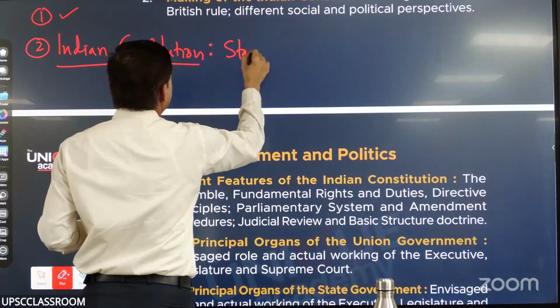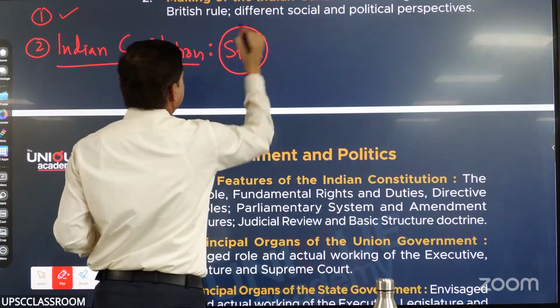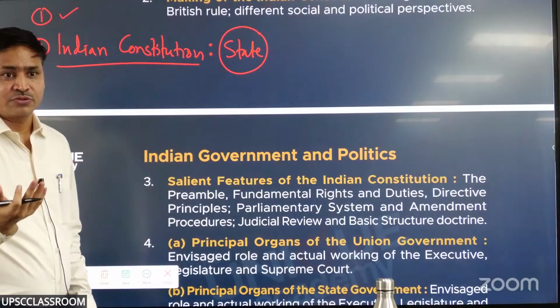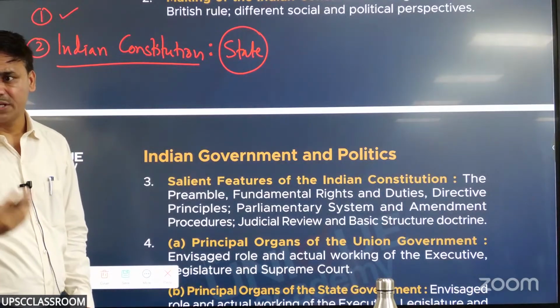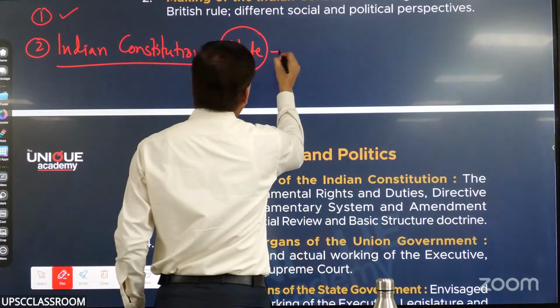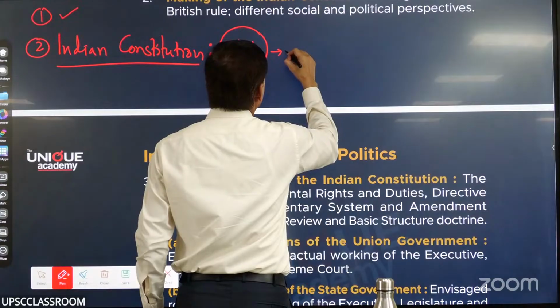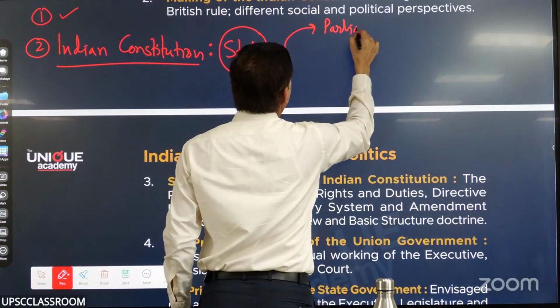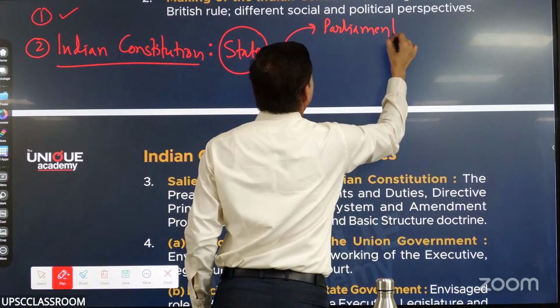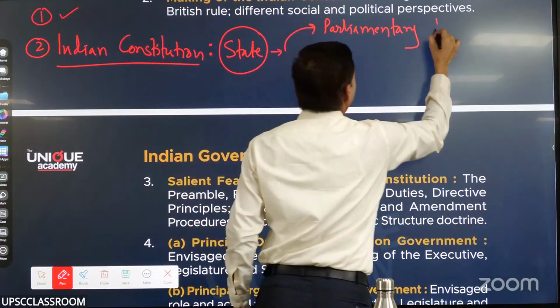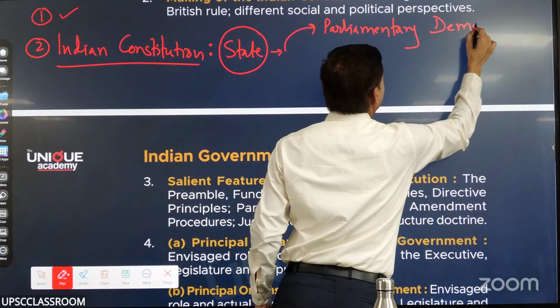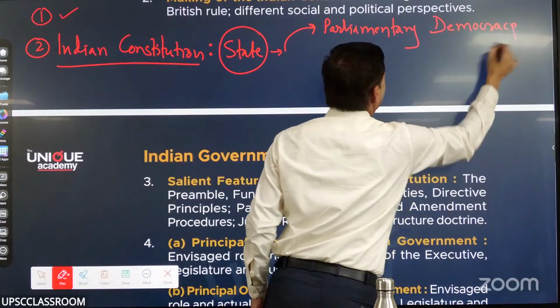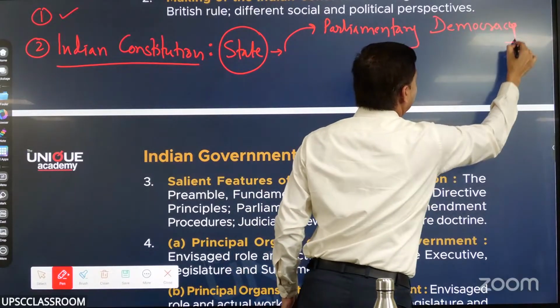So the kind of state the Indian Constitution has created. State के बारे में हम पढ़ने वाले हैं या पढ़ाई करने वाले हैं. When we say state, then invariably उसके दो आंसर्स हैं. So we have parliamentary democracy. Okay, what form of government do we have?